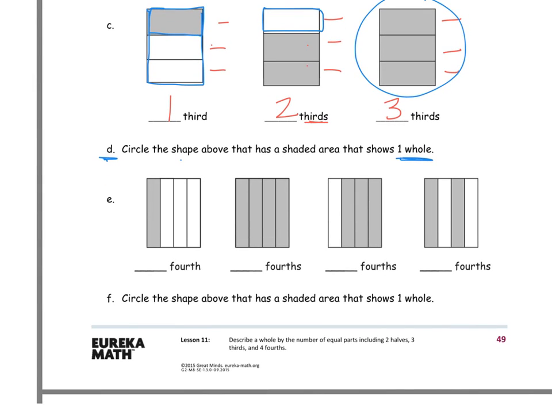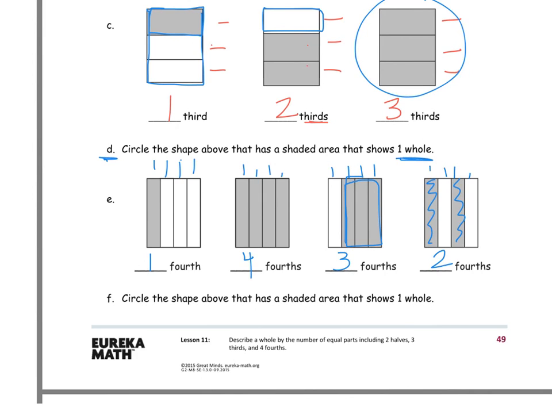Now, down below, we have to do the same thing here for E, and that's identify the fourths this time. I have 4 equal parts, and one of them is shaded in. I still have 4 equal parts, but this time all 4 are grayed or shaded in. I still have 1, 2, 3, 4 equal parts, and this time these 3 are shaded. And this last one I still have 1, 2, 3, 4 parts, and I see I have 1 here and 2 fourths.